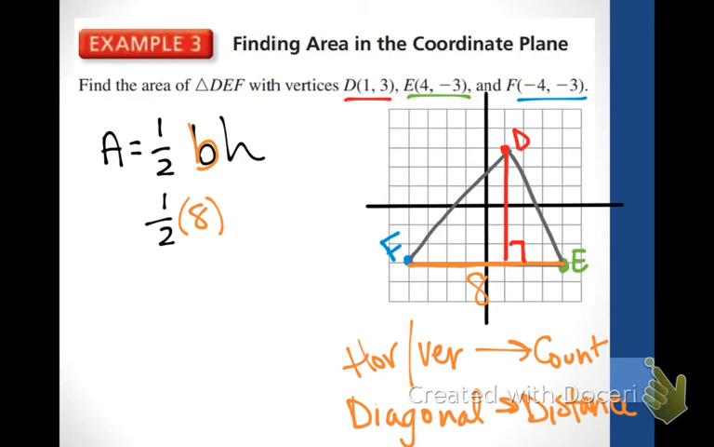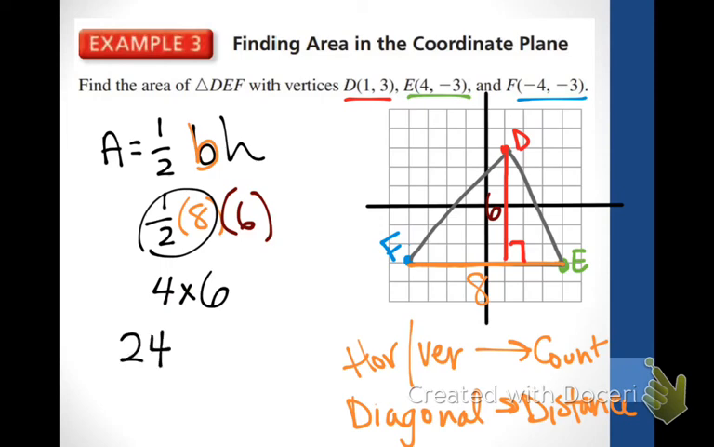But you're going to count the boxes because, again, it's a vertical line. So 1, 2, 3, 4, 5, 6. From here, we just math. Half of 8 is 4, times 6 is 24, and then we're going to say square units or units squared.